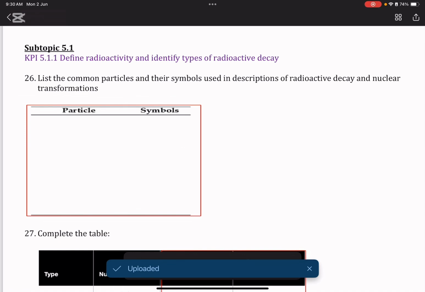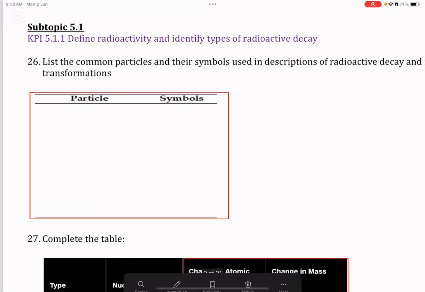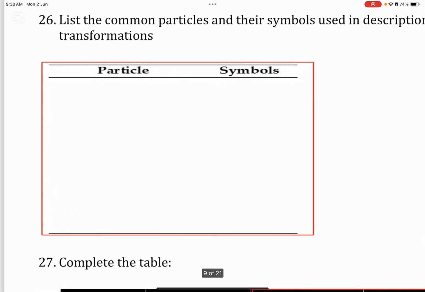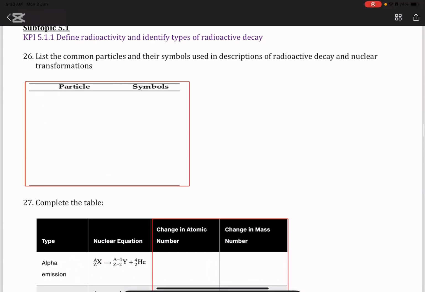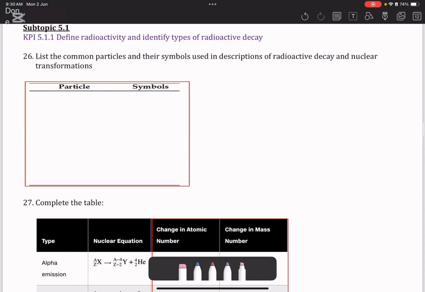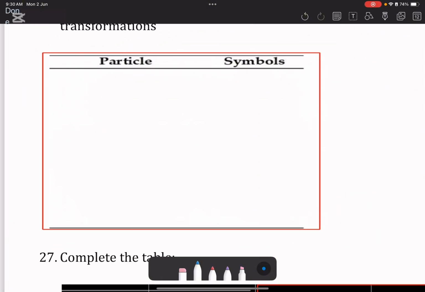Common particles and their symbols used in descriptions of radioactive decay and nuclear transformations. Let's first begin by listing these particles and finding their symbols. So the particles that we need to know: alpha particle, it's alpha, or He. 4 is the mass number and 2 the atomic number.